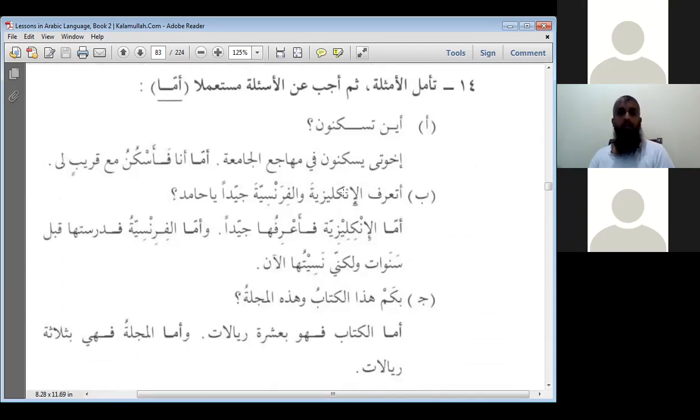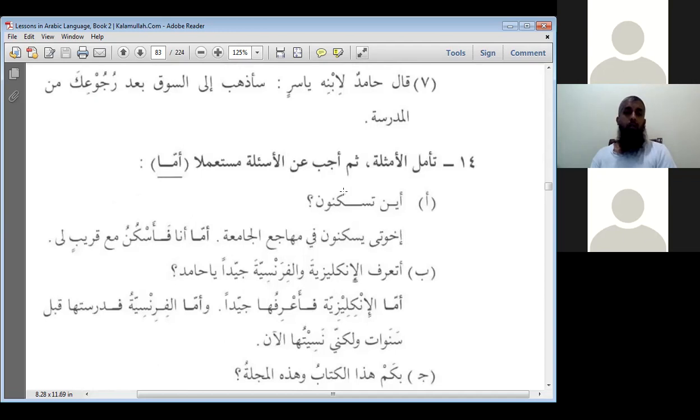Then we went on after that to the usage of amma. Amma, which we said means as for. So we are listing two things or more than two things. You say, as for this, then so and so happens, and as for that person or thing, then so and so happens. It's a way of speaking, right? When you're talking about different issues or things or persons.